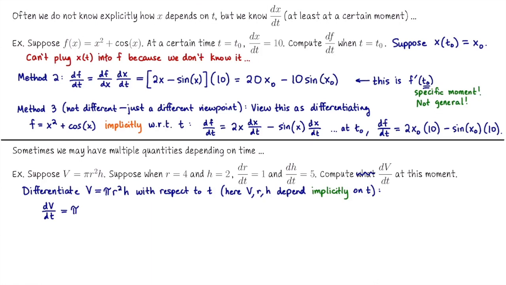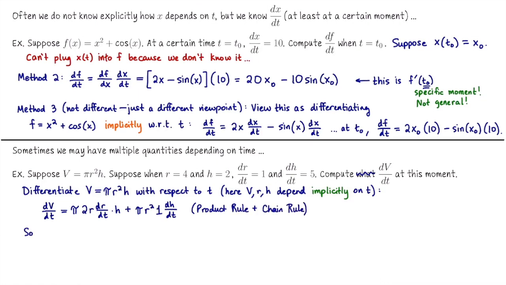So let's start with our first term in the product rule. It's going to be pi, the derivative of r squared, then times h. So that's pi times 2r dr dt times h. And then for the second term in the product rule, that's pi times r squared times the derivative of h. So that's going to be pi times r squared times 1 times dh dt. So again, this right-hand side was a combination of the product rule and the chain rule.